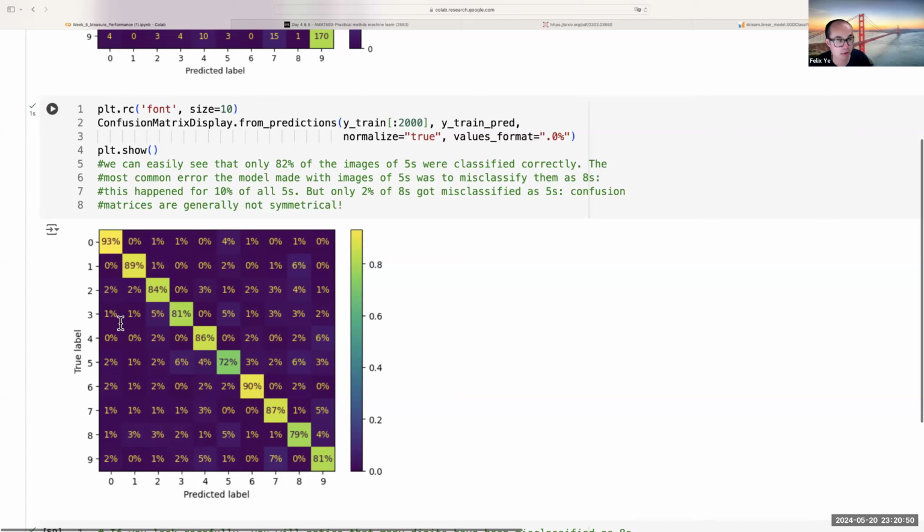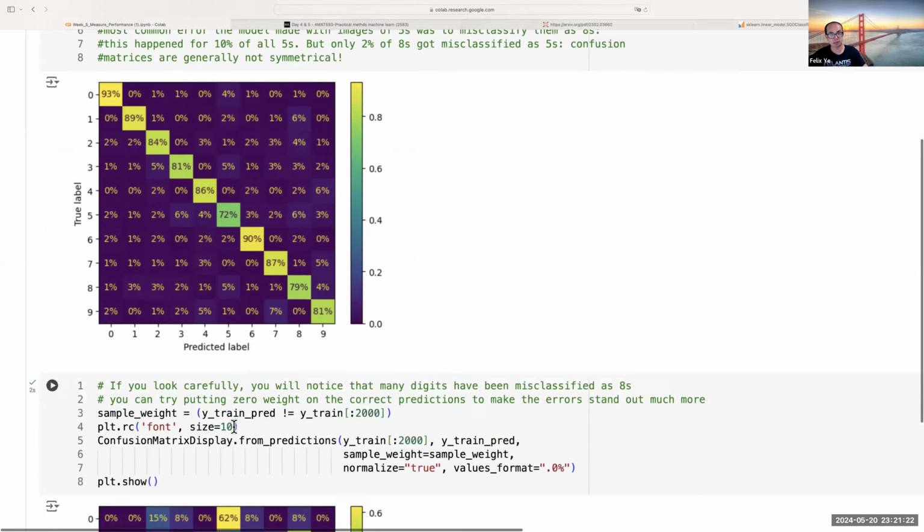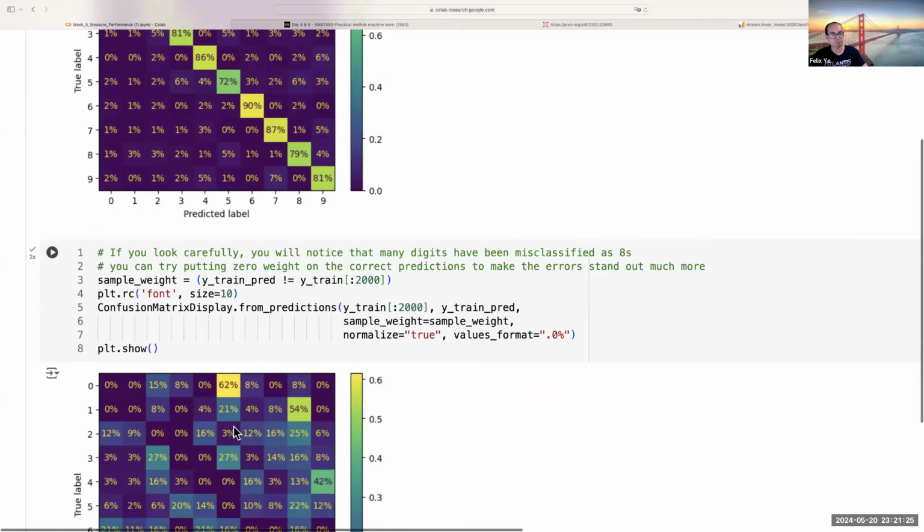And you can see this whole thing is not symmetric as well. For example, right here, the true label 3 being classified as 2 is about 5% of the 3s. However, 0% of 2s are being classified as 3. So this confusion matrix is, in general, not symmetric at all. This is something that you should keep in mind as well.